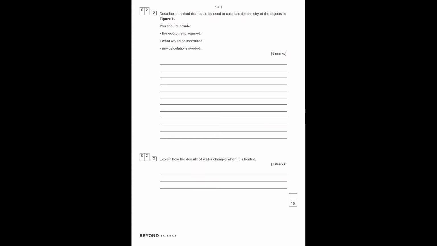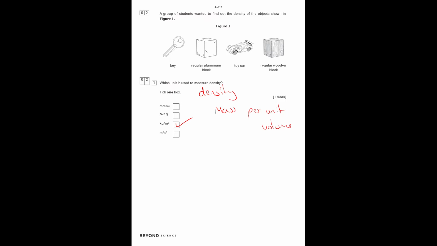Describe a method that can be used to calculate the density of the objects in figure 1. You should include the equipment required, what would be measured, and any calculations needed. 6 marks here. So, let's have a look at what we've got. A key, a regular aluminium block, a toy car, and a regular wooden block.